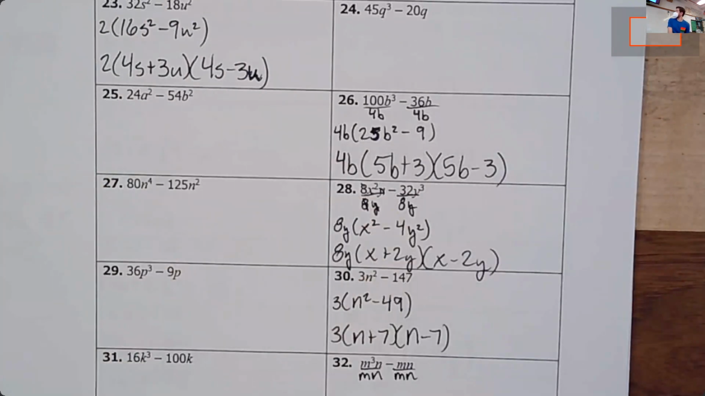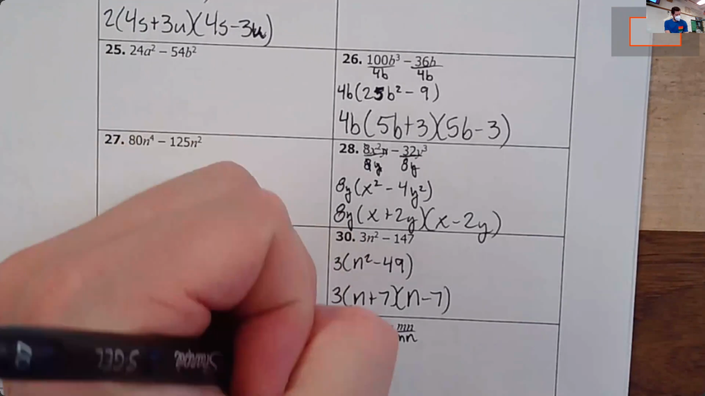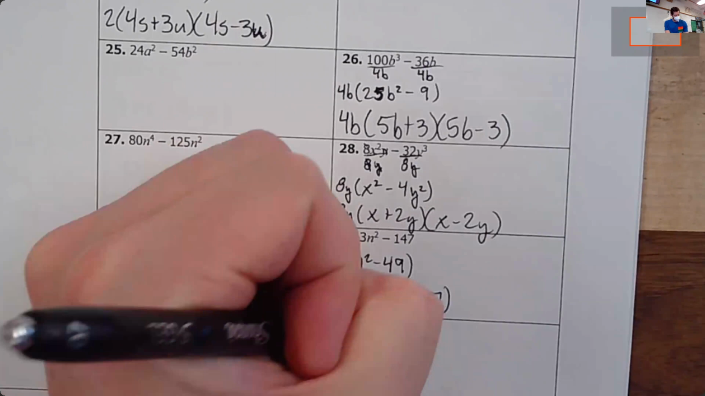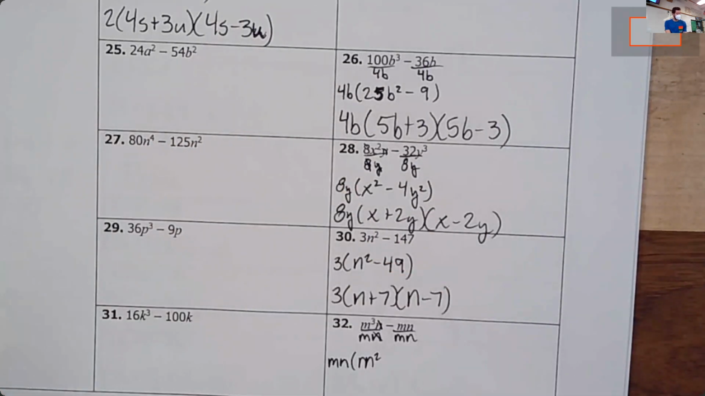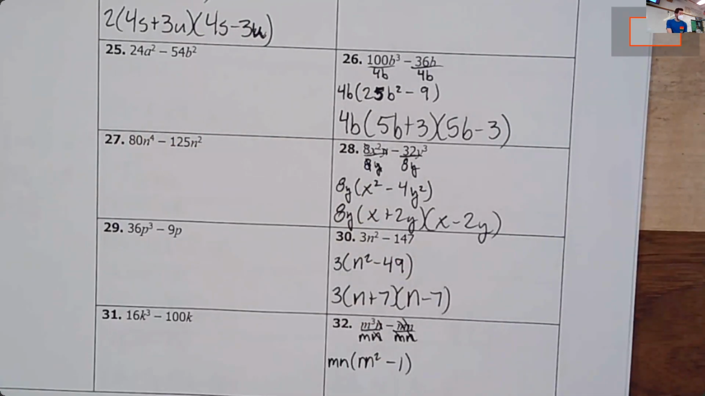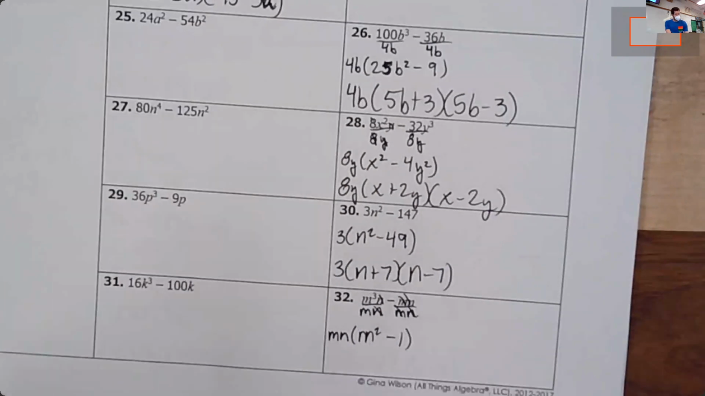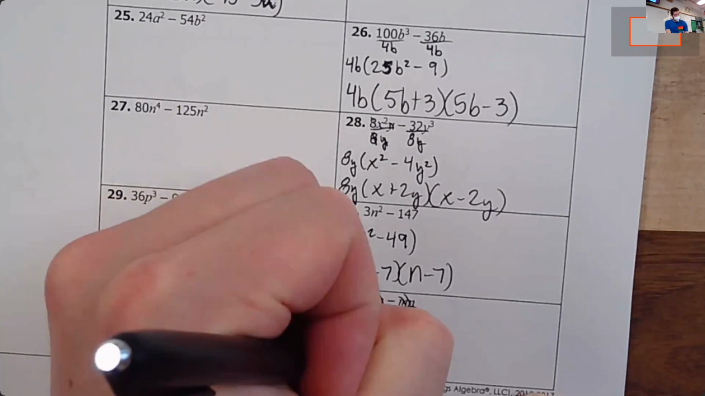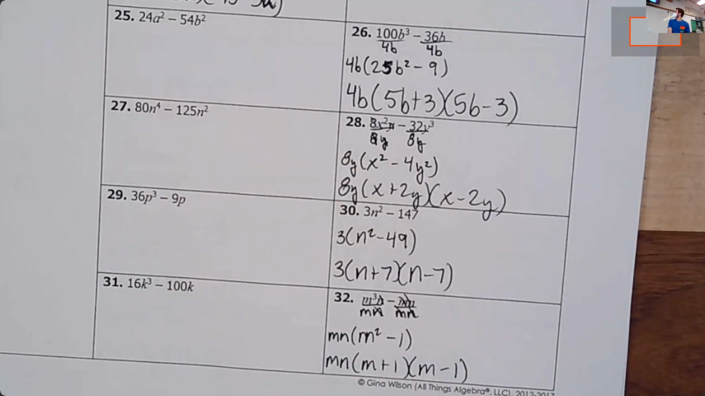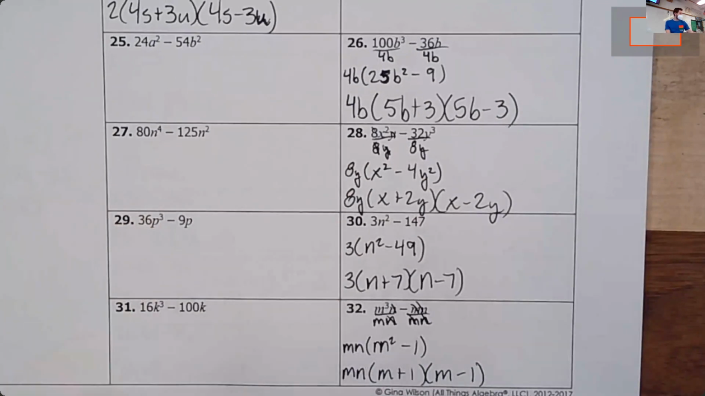So if we factor out an mn from the first term, so mn, that'll be m squared, and that's it, because the n's cancel out. And then it's going to be minus what? Minus 1, good. The m's and n's cancel out, meaning we've got m squared minus 1, which is a difference of squares. So that'll be mn times m plus 1 times m minus 1. Okay, and that is it. So, done with today's notes.